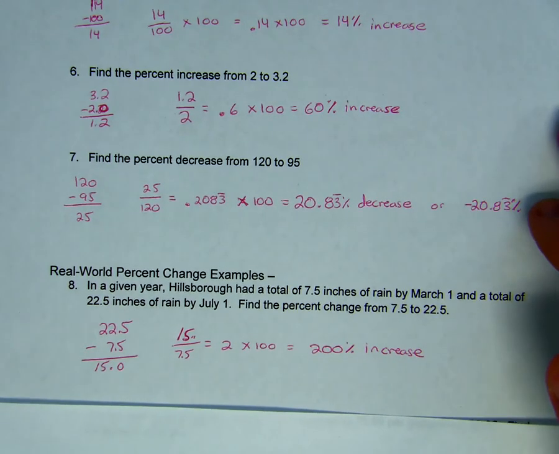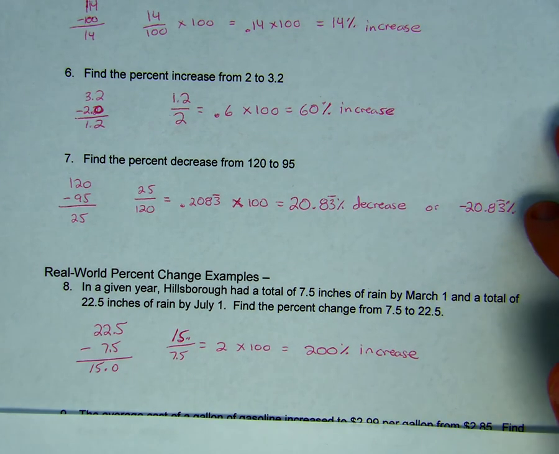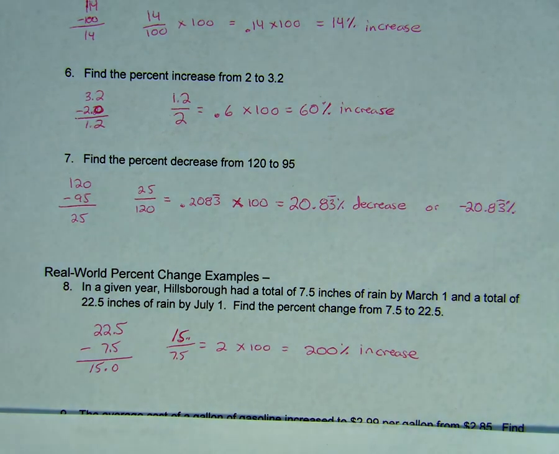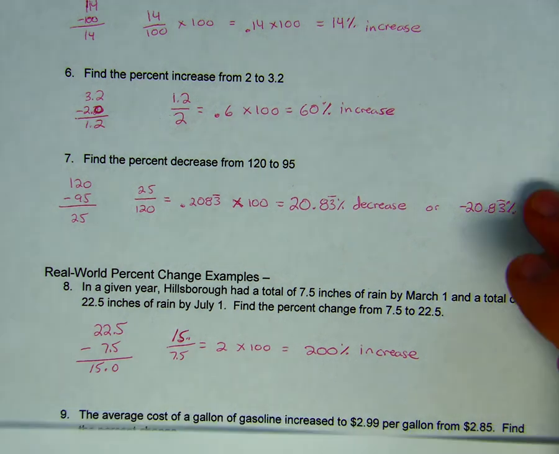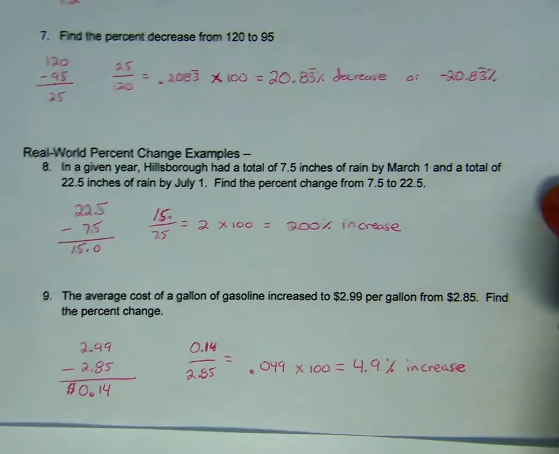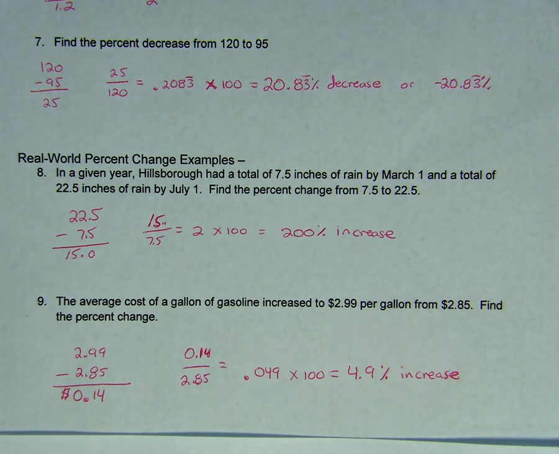Number 8, I get a difference of 15 inches of rain. So I do 15 divided by 7.5 because 7.5 is my original, and I get an answer of 2, giving me a 200% increase. And lastly, we have our gas change. We go from $2.85 to $2.99. So I get a difference of 0.14 and divide that by $2.85. Again, that is my original, and then I get an increase of 4.9%.